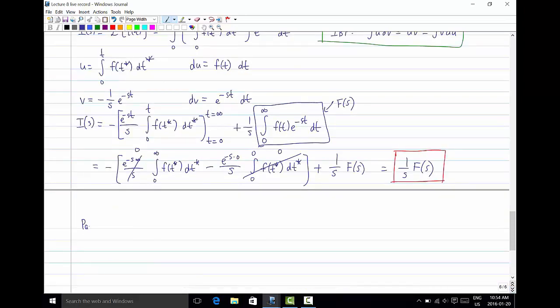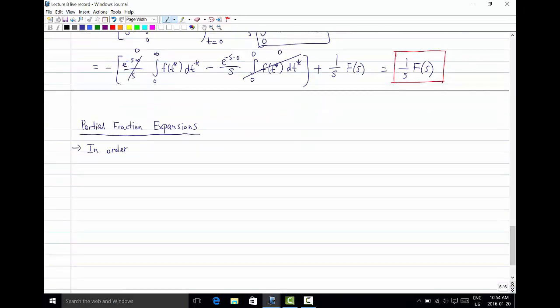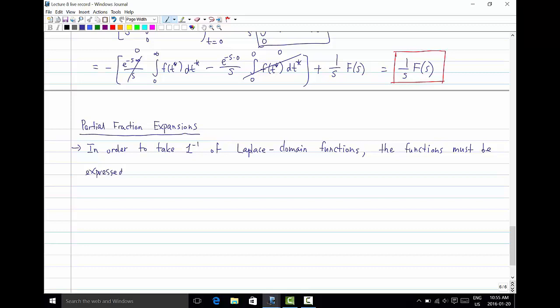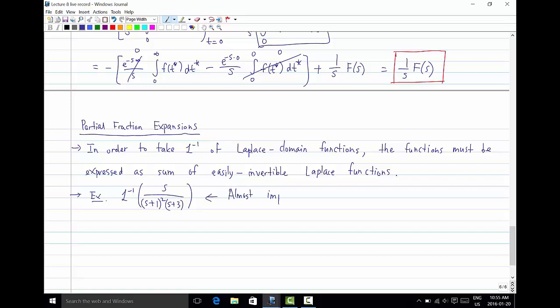The partial fraction expansion is very useful because it rewrites the Laplace transform of a very complicated function into a sum or a series of easily invertible Laplace functions. For example, let's look at this very complicated looking fraction here. This is impossible to evaluate directly because we do not have an explicit inverse Laplace transform for this function.